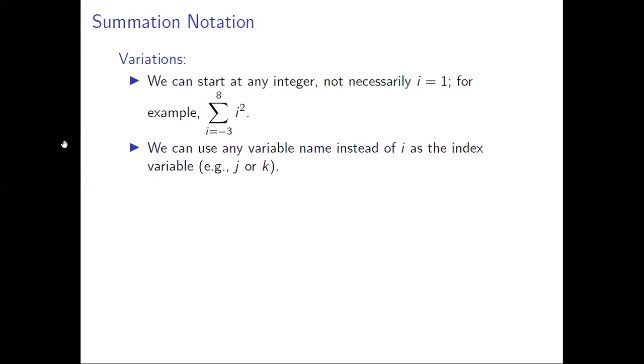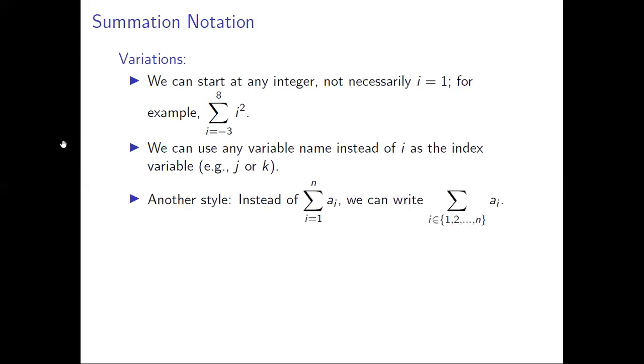Another point is that we can use any variable name instead of i as the index variable. We can use, for example, j or k. We don't have to use i specifically. Another point is that there's another style of summation notation, and they can be used interchangeably. So sometimes instead of writing the sum from i equals 1 through n of a sub i, we can write the following. The sum over all i in the set 1, 2, all the way through n, right? So again, i is ranging over this set, the sum of a sub i, where i ranges over the set 1, 2, dot dot dot, all the way through n.